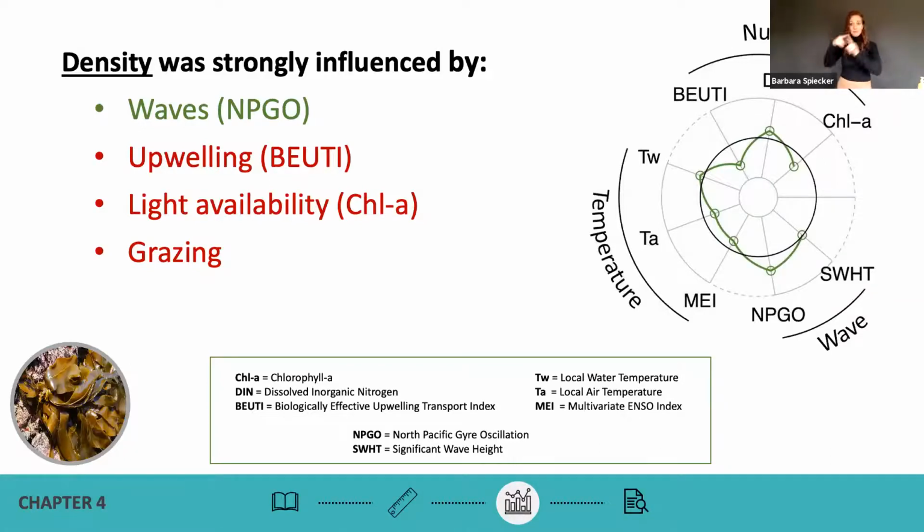Looking at density, density had different environmental controls than length and growth rate did. Density was positively influenced by waves, that's the NPGO metric. Negatively influenced by upwelling, that's the BEUTI index. Also negatively affected by light availability, which in that case, I used chlorophyll A as a proxy for phytoplankton abundance to calculate that, as well as negatively correlated with grazing. You might remember I mentioned the results in chapter 2.